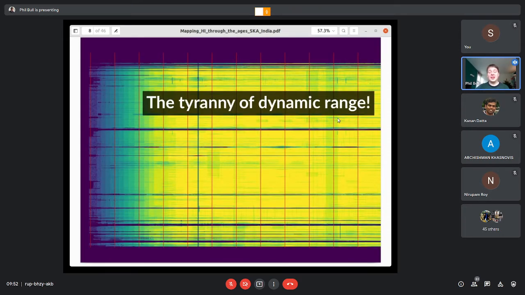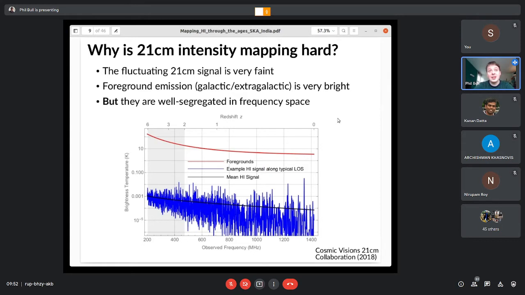So, the tyranny of dynamic range. What do I mean by this? I think this is the big problem, really, that we're all trying to solve. So why is 21 centimeter intensity mapping hard? I've already mentioned it's because the fluctuating 21 centimeter signal, this signal from structure, variations in the brightness temperature of the 21 centimeter emission, which correspond to variations in the density of dark matter, ultimately, at late times, or the ionization state of the IGM at earlier times. Those fluctuations are really small compared to pretty much every other source of radio emission.